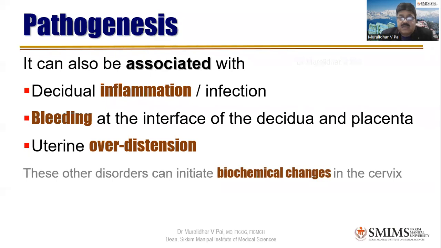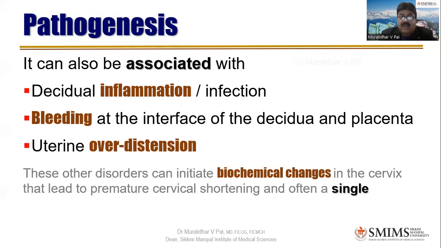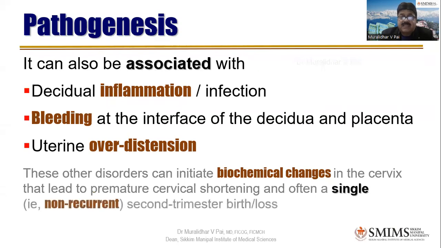These other disorders can initiate biochemical changes in the cervix, mainly the inflammation, that lead to premature cervical shortening and often a single, that is non-recurrent, second trimester birth or loss. So what is the cause of a single non-recurrent second trimester loss? These are the causes. Inflammation. But if inflammation remains, then at the lower level, then it can lead to a recurrent loss as well.